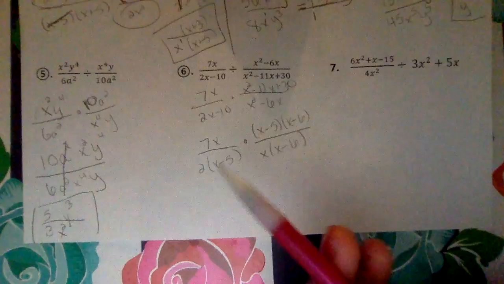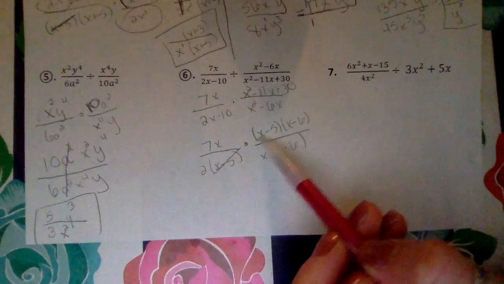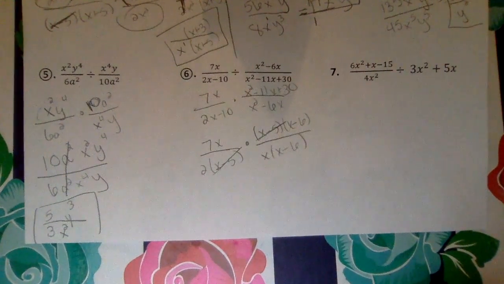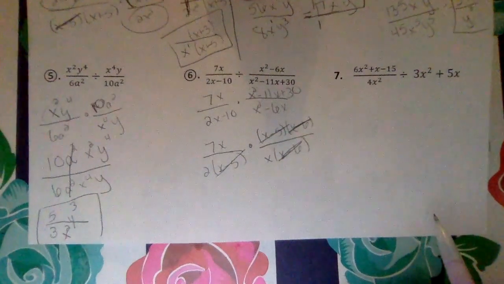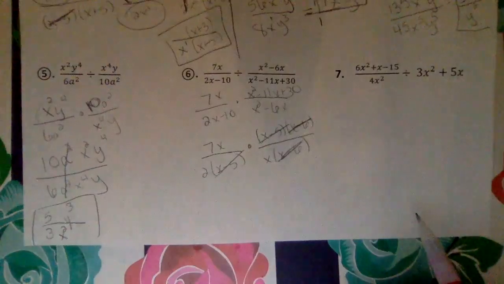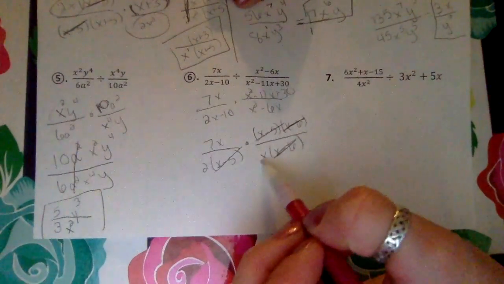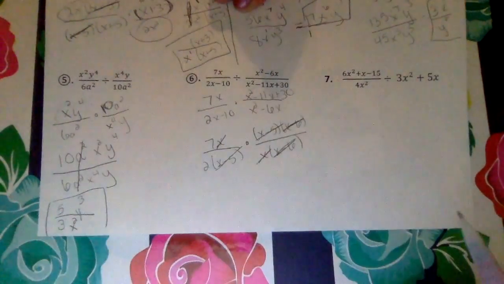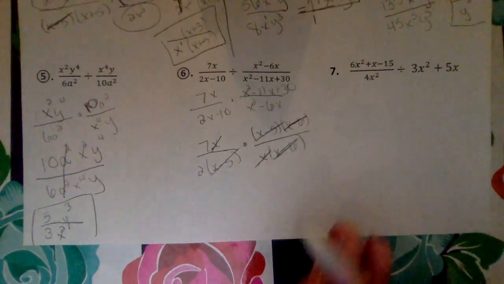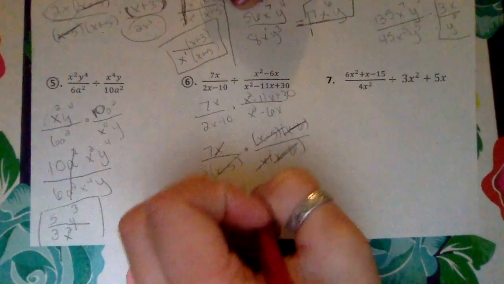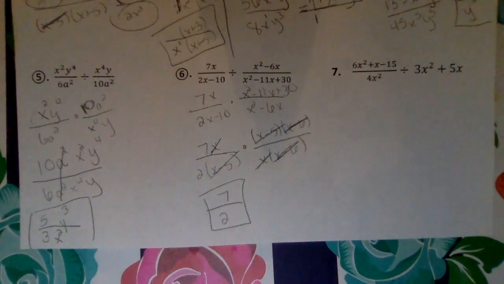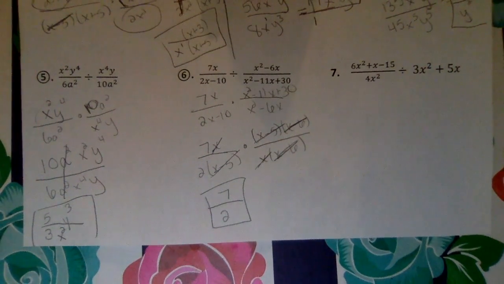Okay, now we're going to cancel out. So the x minus 5 cancels out with the x minus 5. The x minus 6 cancels out. And if you see it right now, you can do it. If not, gather it and then cross out. The x's actually cancel out. So the only thing we have left on top is 7. The only thing we have left on the bottom is a 2. So 7 over 2 is our final answer.